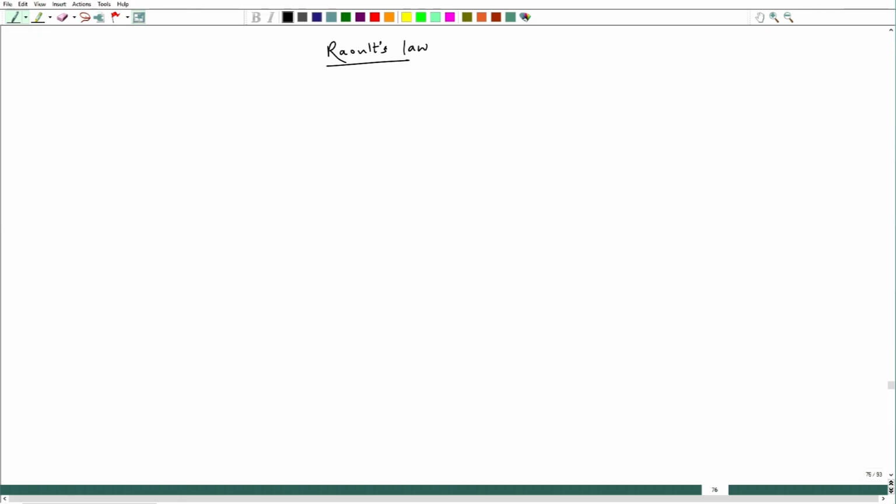Now, let us say we have a system kept at a particular temperature. This is the closed system and we have pure liquid, let us say pure liquid A, at a particular temperature T, and initially this system was evacuated and then we keep pure A. Okay.